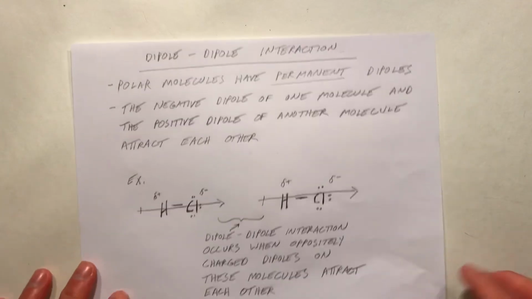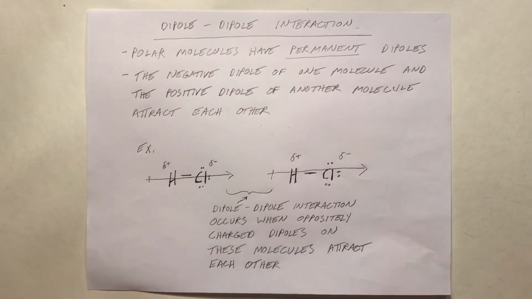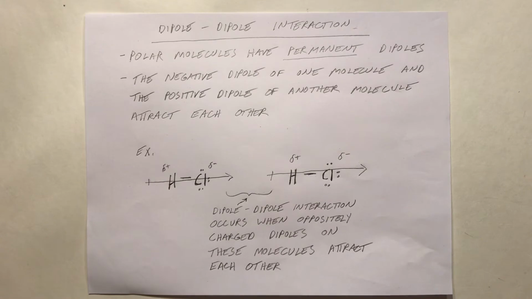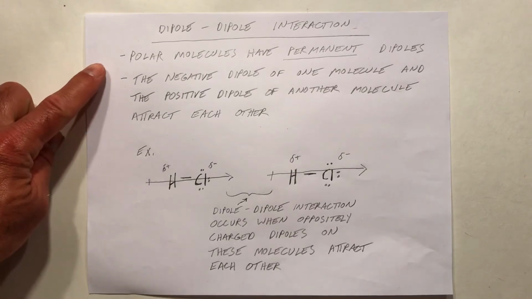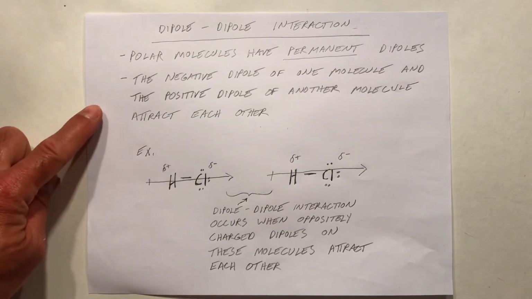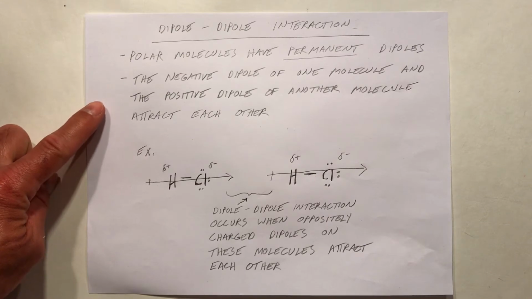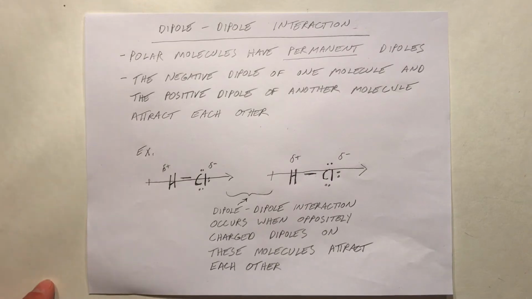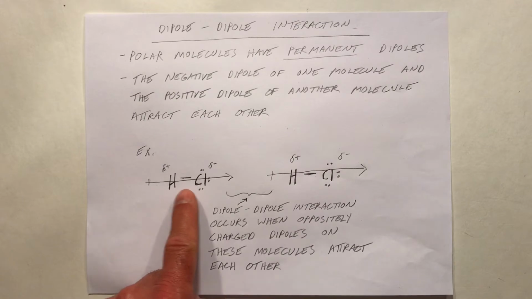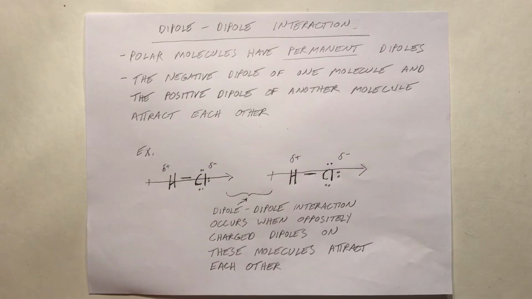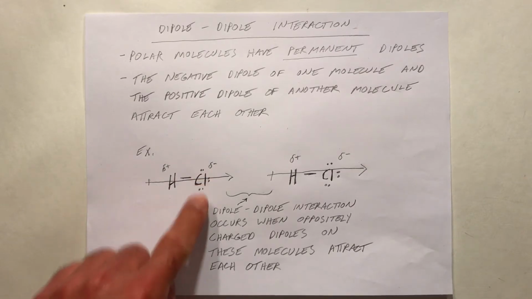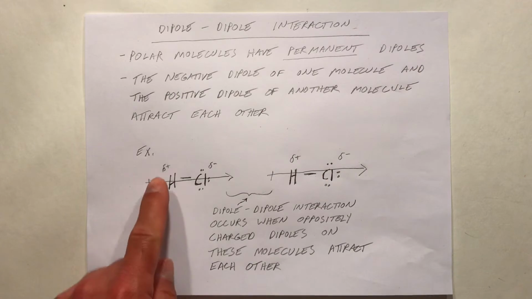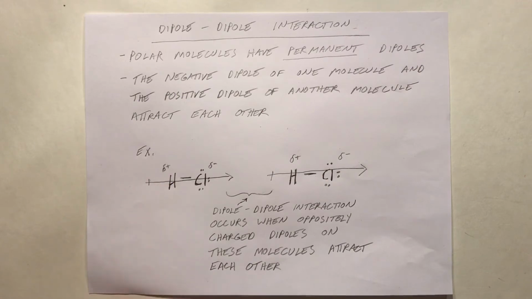Let's consider each in turn, starting with the easiest, dipole-dipole interaction. Polar molecules have permanent dipoles. The negative dipole of one molecule and the positive dipole of another molecule attract each other. Of course, opposites attract. Consider that with HCl. Hydrogen has a single polar covalent bond with chlorine in this molecule. We indicate the polarity across the bond by putting the delta minus by the more electronegative chlorine and the delta plus by the less electronegative hydrogen.